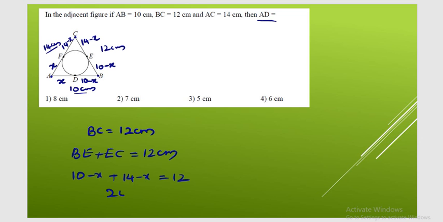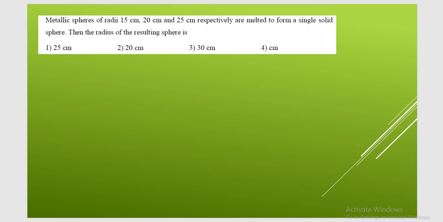So from this, 24 minus 2x is equal to 12. When you transpose the terms, I am going to get 2x is equal to 12. So from this, x is equal to 6 centimeters. But what I have considered x as is nothing but AD only. So AD is equal to 6 centimeters. So option 4.